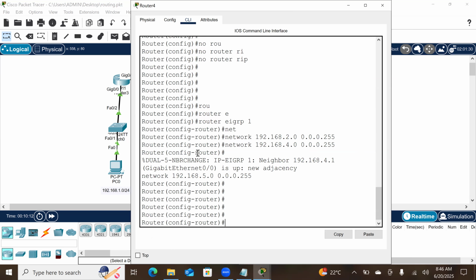You can see here the neighbor exchange with the help of the DUAL algorithm. The neighbor is 192.168.4.1, which is the highest IP on that router. So new adjacency, that is 192.168. Sorry, I have given that one.